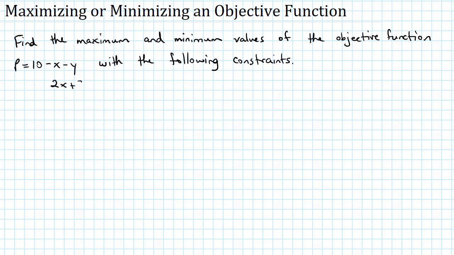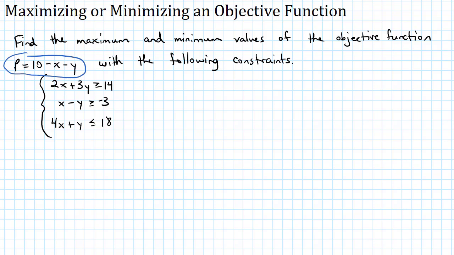So the first one we'll have is 2x plus 3y is greater than or equal to 14. Then we have x minus y is greater than or equal to negative 3. Then we have 4x plus y is less than or equal to 18. So those are the constraints on x and y, and we need to use those constraints to figure out, based on the solutions here, the x and y solutions to this system, what's the largest and smallest value of this objective function p.